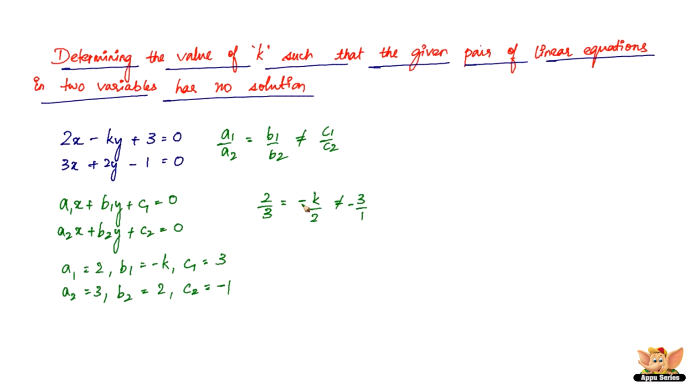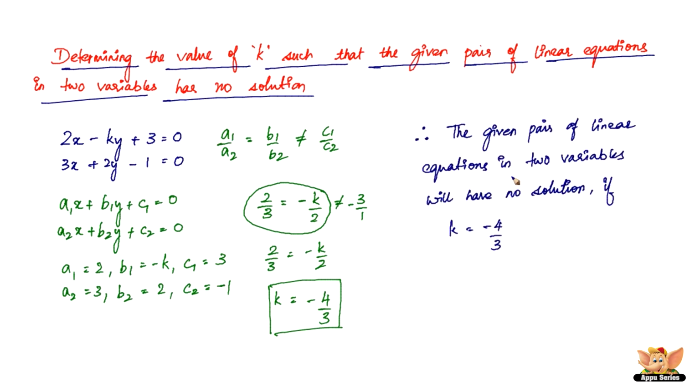Now let's take this pair of equations, that is 2 by 3 equals minus k by 2, or k equals minus 4 by 3, right? So when the value of k is minus 4 by 3, so we found k as minus 4 by 3, right? This is the condition that we need. So k should be equal to minus 4 by 3 for this pair of linear equations in two variables so that it doesn't have a solution.